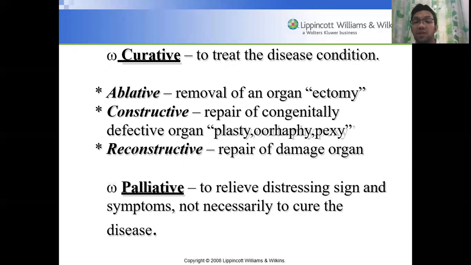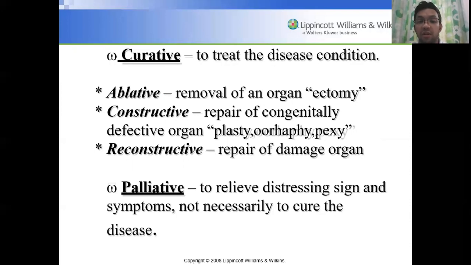And for reconstructive, this is repair of a damaged organ. So they need to repair. Let's say, for example, the skin is damaged. One type of reconstructive surgery would be debridement. For those who have burns, for example, abrasive skin injuries, they need to do reconstructive surgery. Or those who will undergo skin transplants, for example, that is still under reconstructive surgery. Or those who are going to undergo surgical anastomosis. Again, that is under reconstructive surgery.